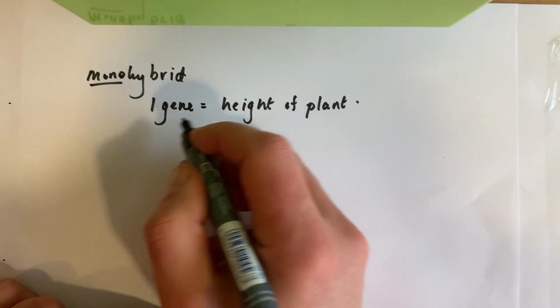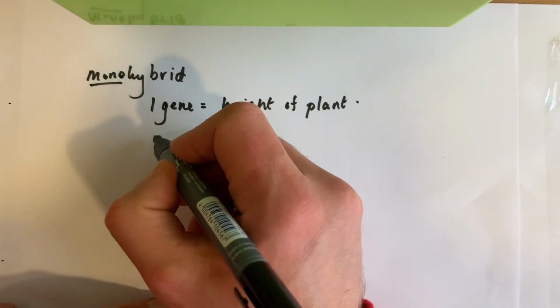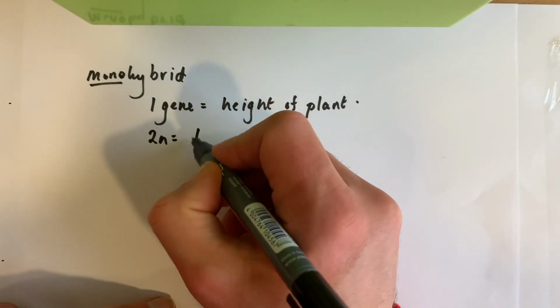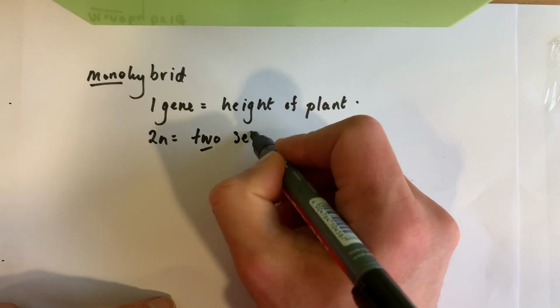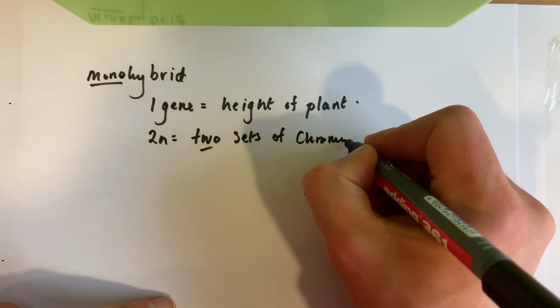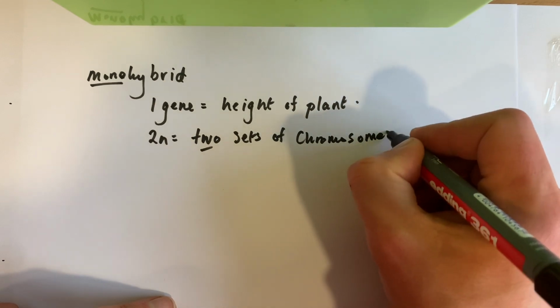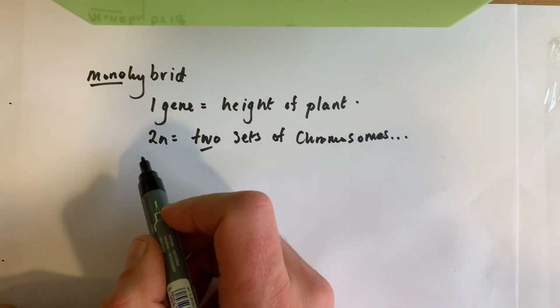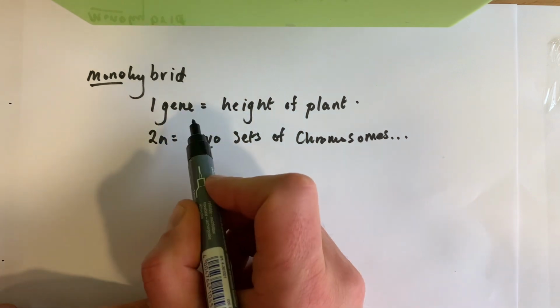Now because the plants, imagine they were diploid, that means they've got two sets of chromosomes. So two sets of chromosomes. So that means the parent plant has two alleles for this particular gene.